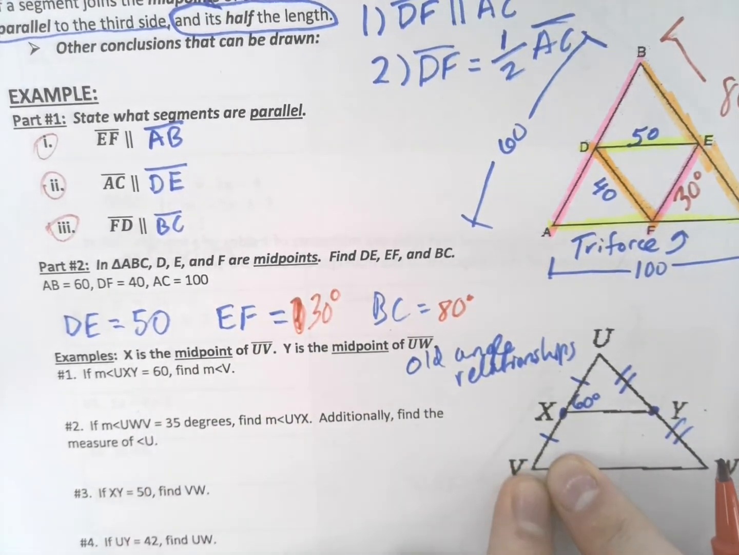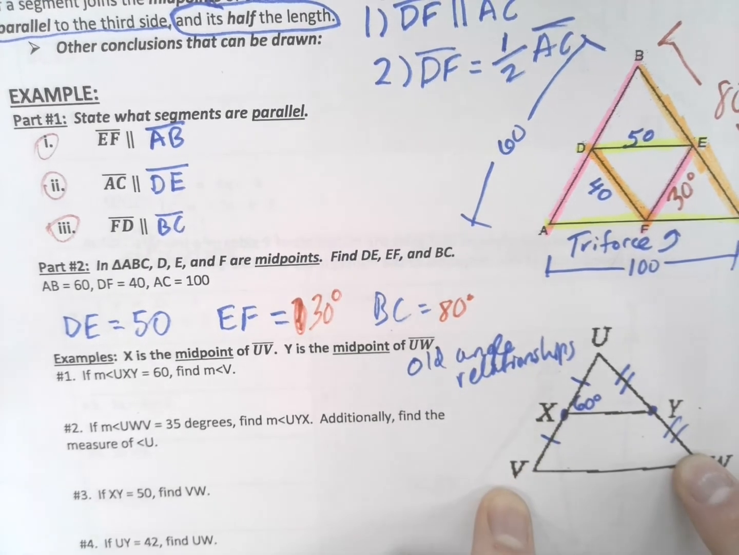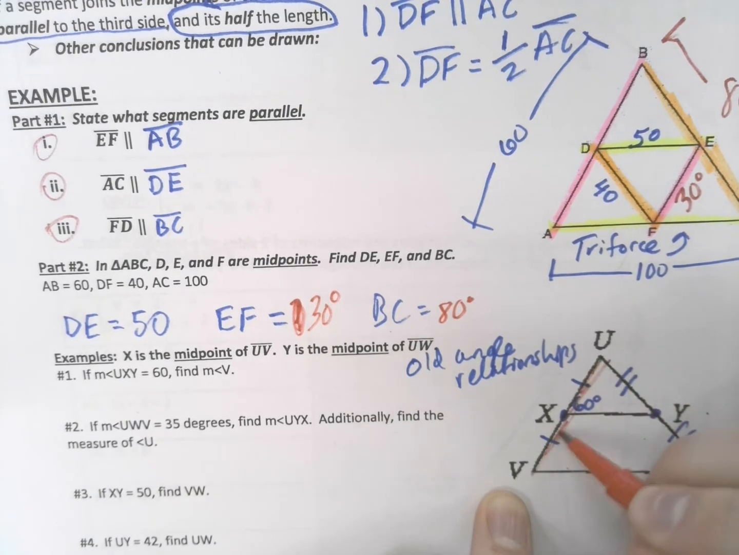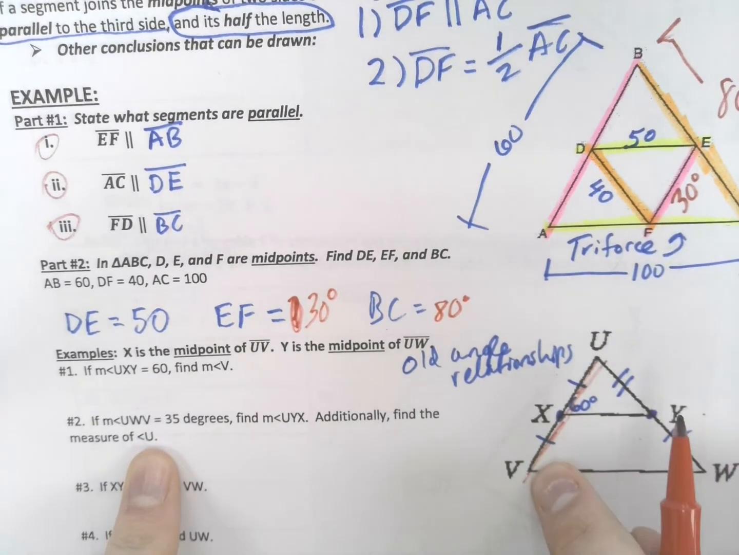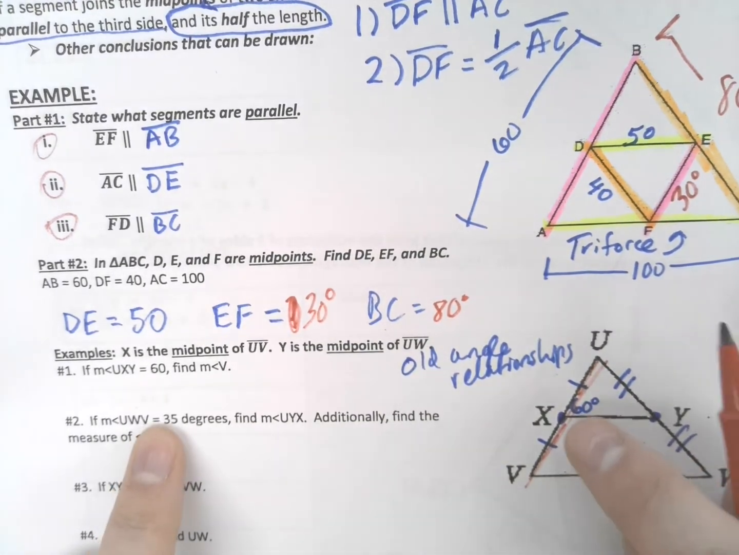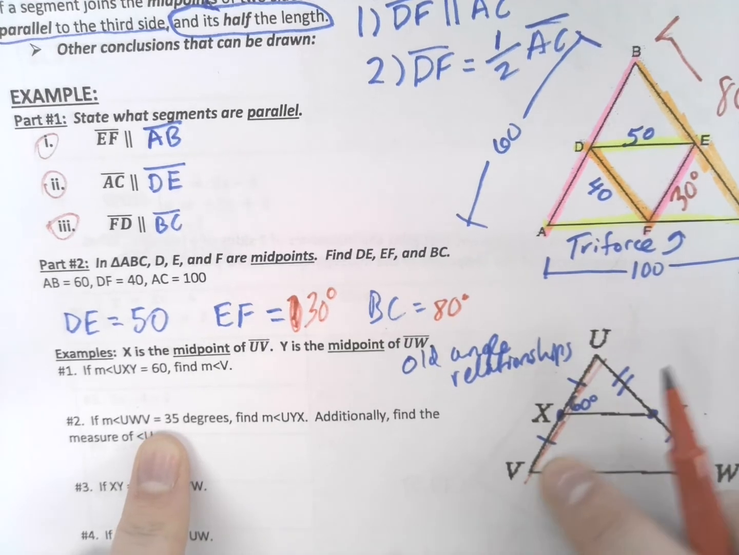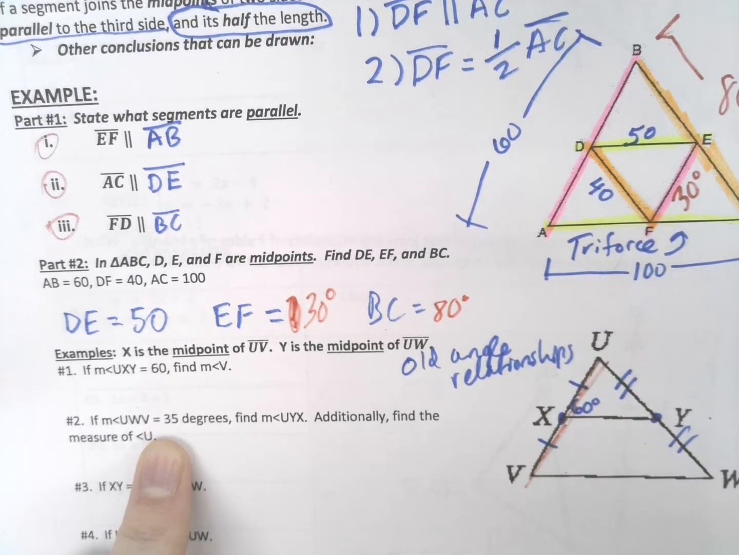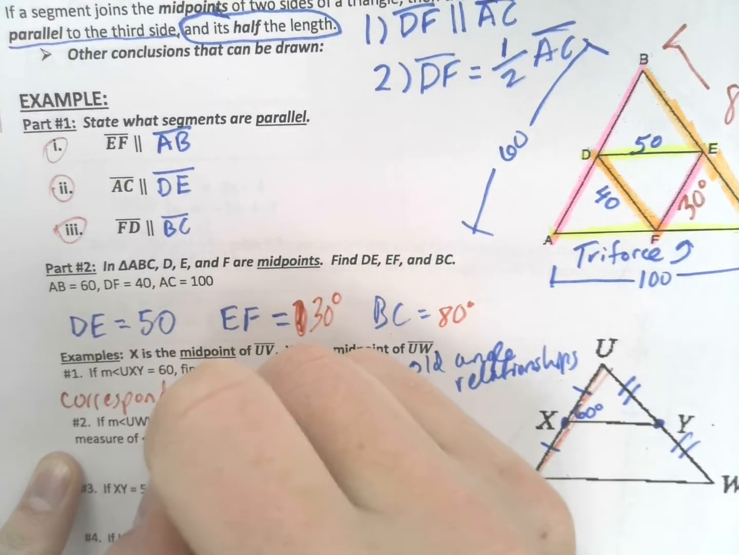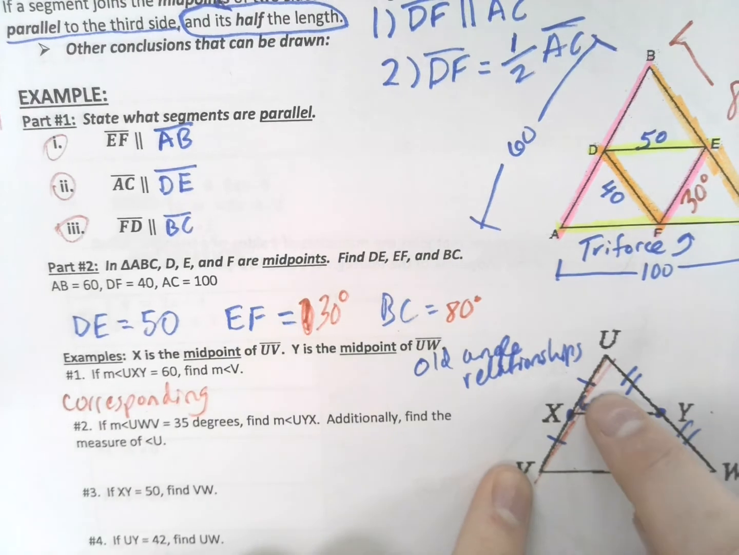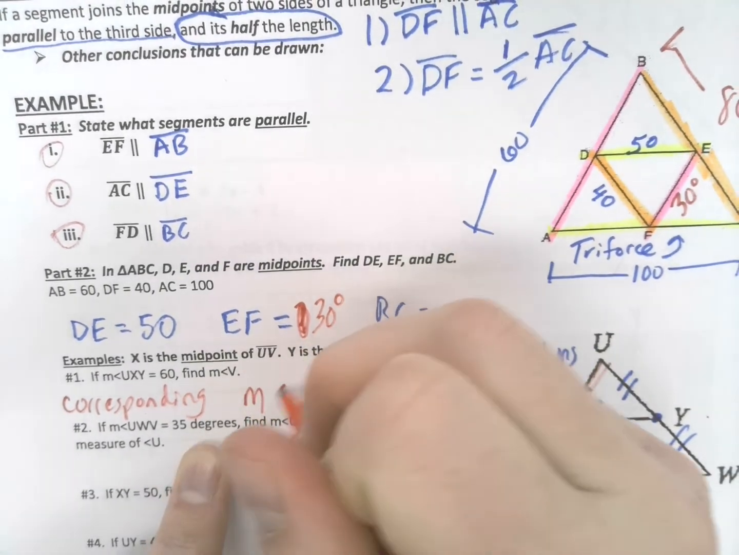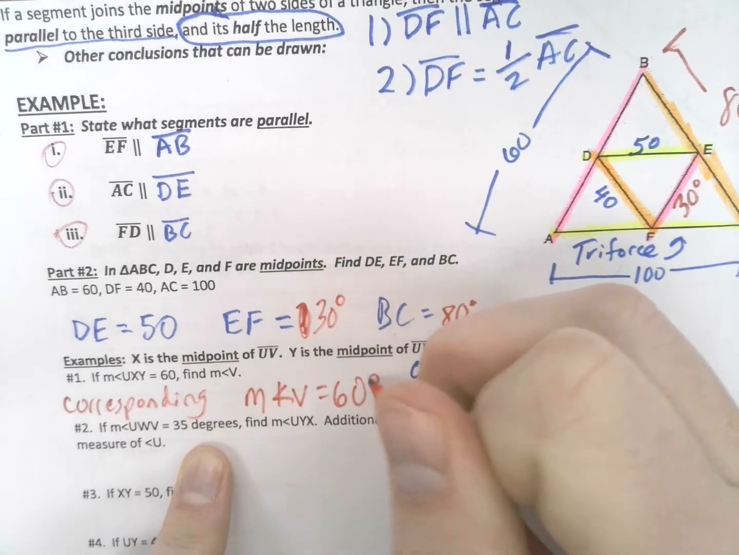Now, wait a minute. Parallel line, transversal, hold up. Wait a minute. This angle and this angle, if this is inside these parallel lines and this is outside these parallel lines, what kind of angles would this angle and this angle be? Think back. Corresponding. These are corresponding angles. And so if that's 60 degrees, guess what? That's going to be 60 degrees too. Absolutely.